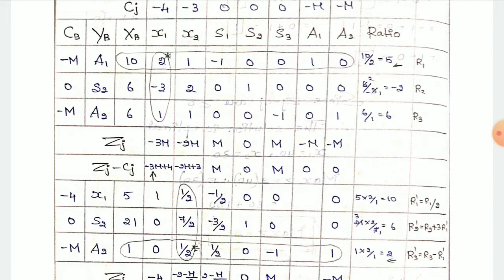So the second row is negative, so you have to omit it. The first ratio is 5, the third ratio is 6, so we have to choose the least positive, which means the first row. So that is your key row. So the intersection element is 2.